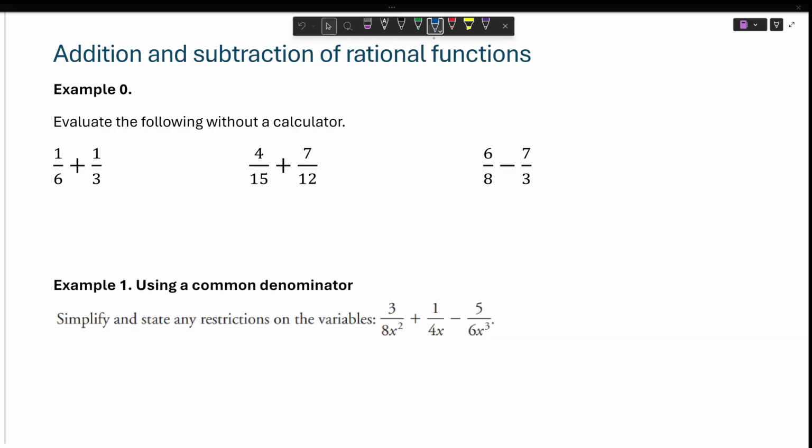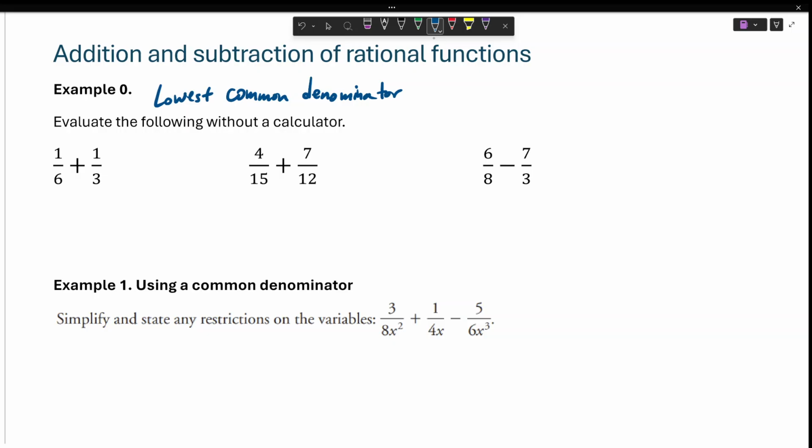Okay, so first of all, we have 1/6 plus 1/3. I want you to remember that you cannot simply add the numerators and the denominators. Okay, this is going to give you something that makes absolutely no sense. And the same is going to be true when we deal with rational functions. How do you do this? Well, you might remember we need to look for a common denominator. And preferably the lowest common denominator.